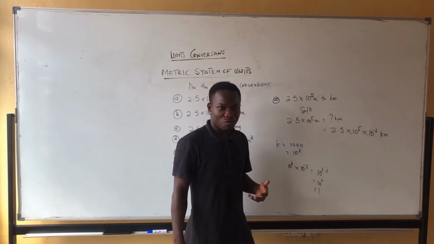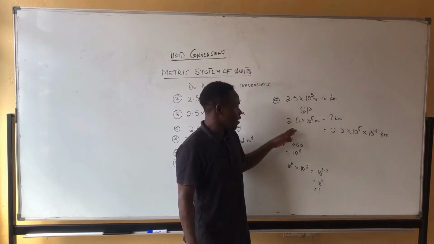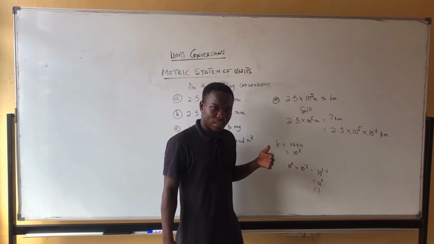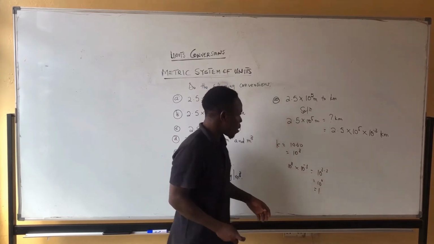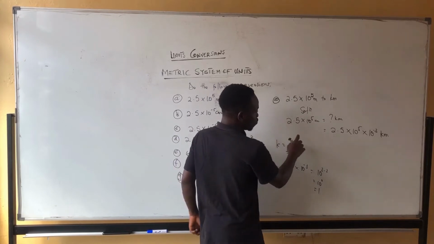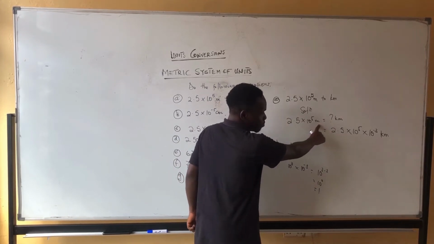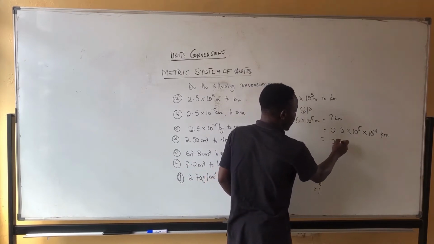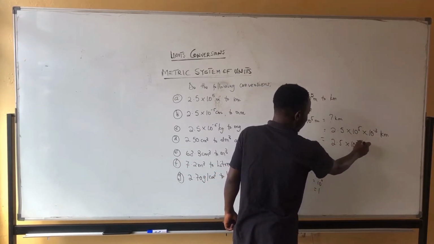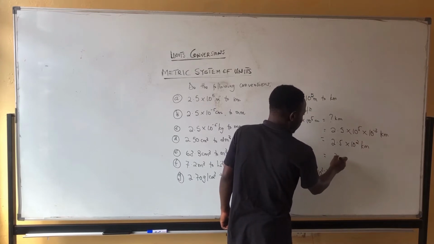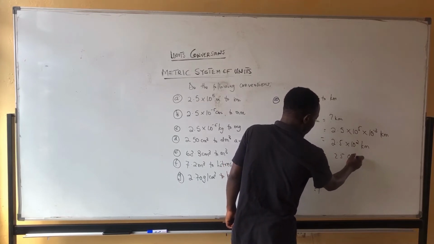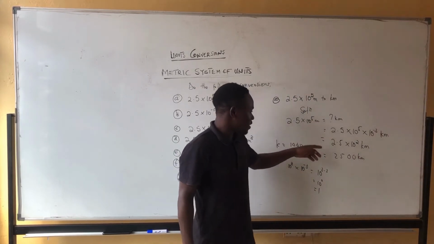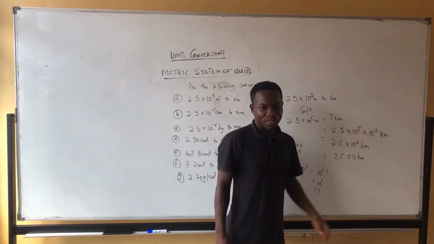Don't worry, we will solve more examples so you understand. Okay, so that's the logic behind it. You can pause the video or you can go back a little bit to play the video to understand better. So by doing this, I have changed 2.5 times 10 to the power 5 meters into kilometers. So I'm going to conclude it. This is going to be 2.5 times 10 to the power 2 kilometers, that is 2,500 kilometers. So 2.5 times 10 to the power 5 meters is 2,500 kilometers.